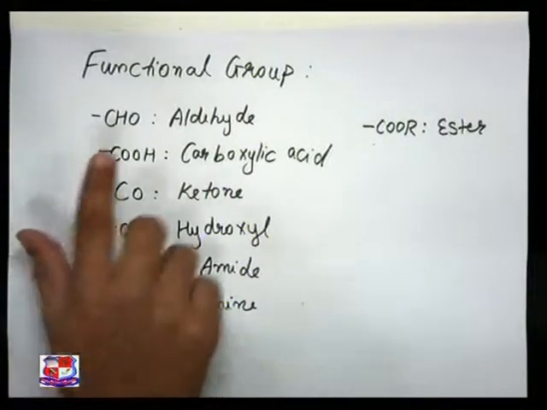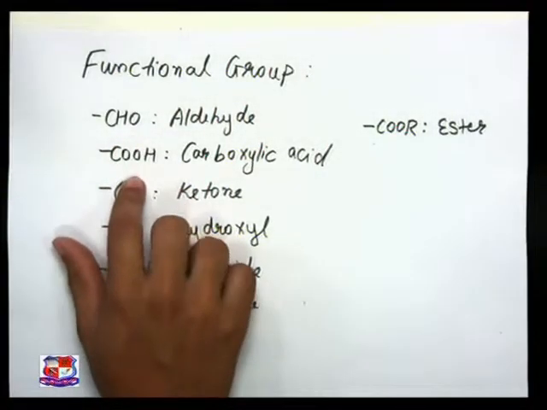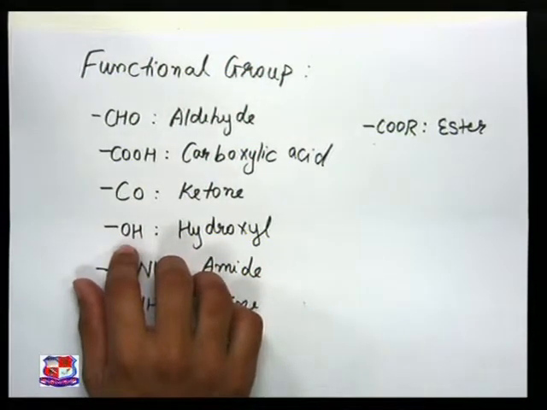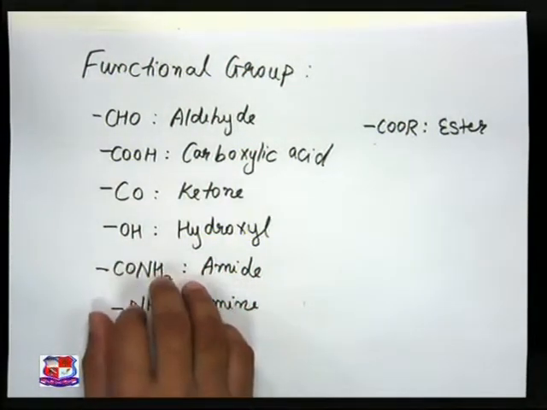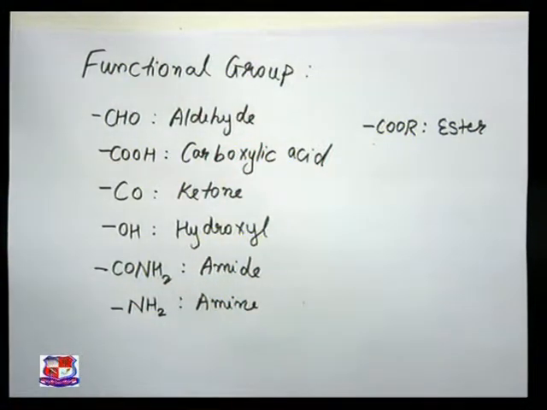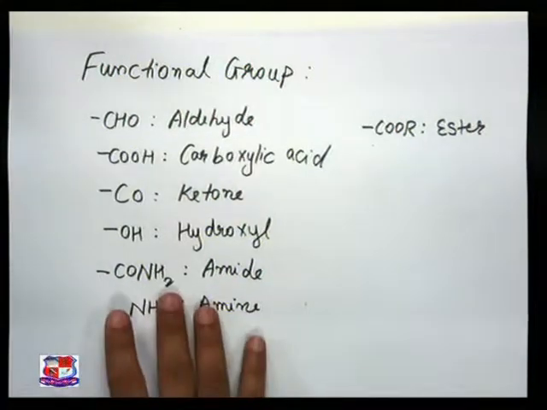The first concept is monomer. The name itself suggests that mono means single and mer means unit. And what is this unit? A unit is basically any of the functional groups mentioned here. You can see very clearly that the units can be an aldehyde group, a carboxylic acid group, a ketone group, a hydroxyl group, an amide group, or an amine group. These are the units, and these units are present in the monomer.